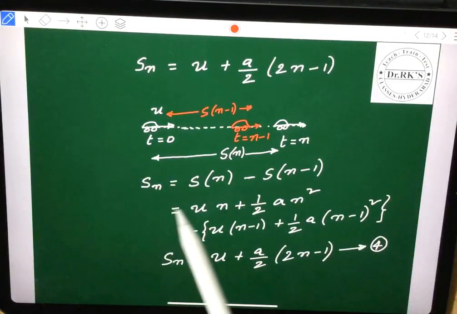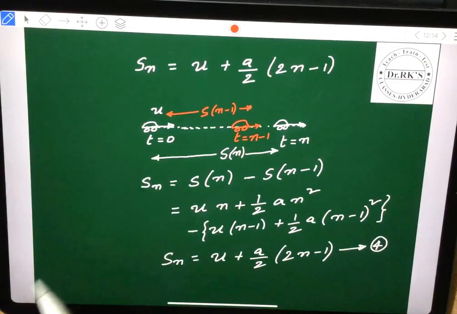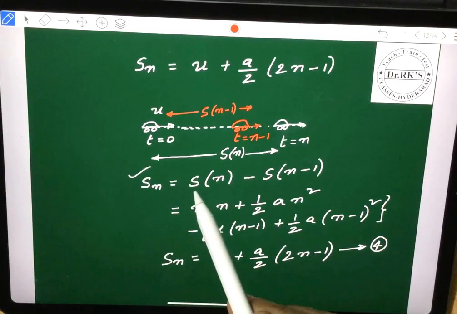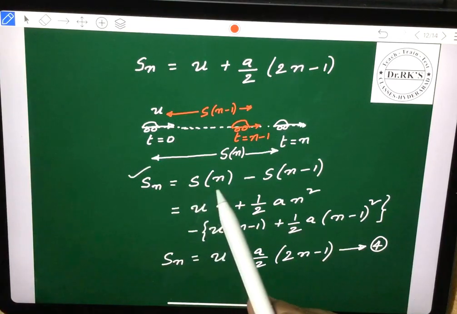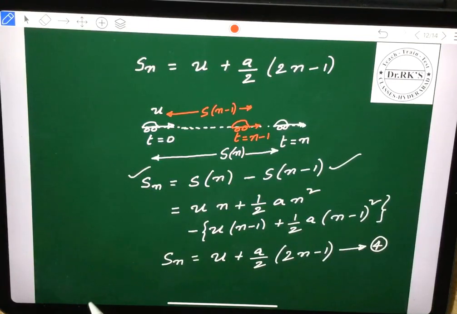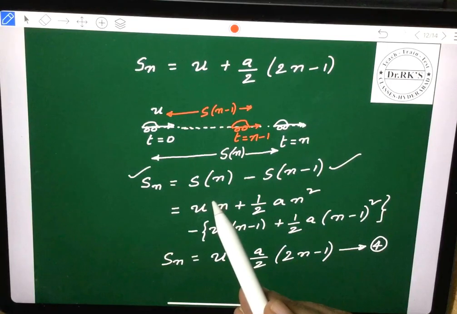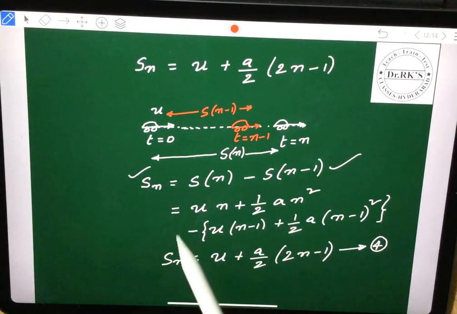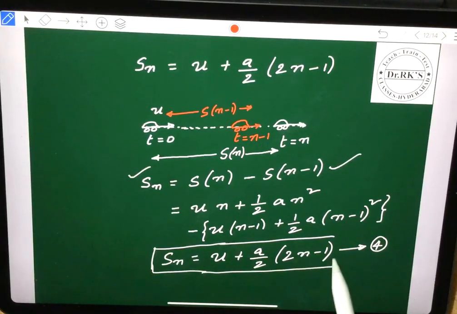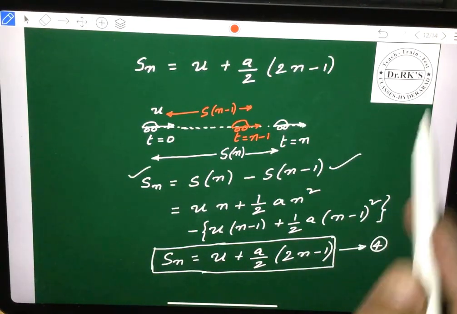Next, the displacement during the nth second of the journey. The displacement during the nth second of a journey is defined as the distance traveled, or displacement, in n seconds minus the distance or displacement in n minus 1 seconds. So substitute s is equal to ut plus half at square, first with t equal to n, then with t equal to n minus 1. You simplify, and you will get the displacement of a body in the nth second of the journey.